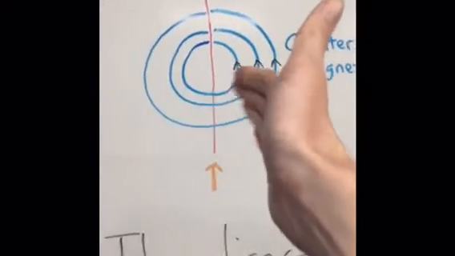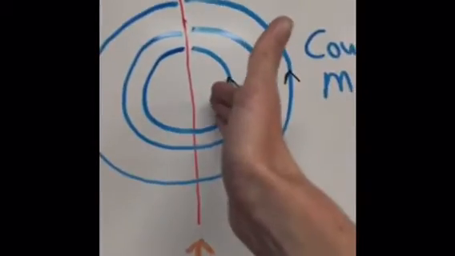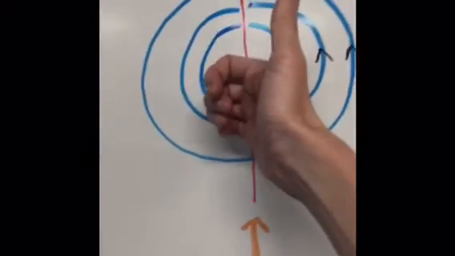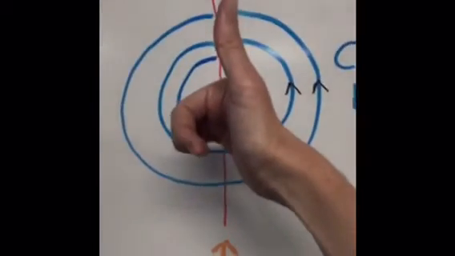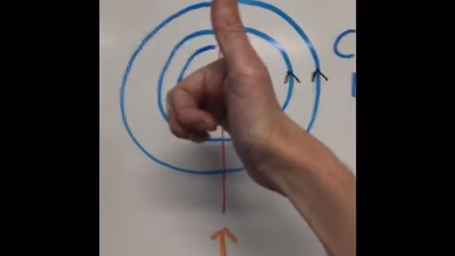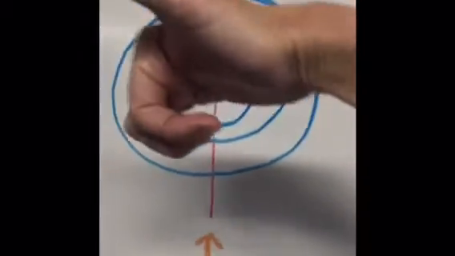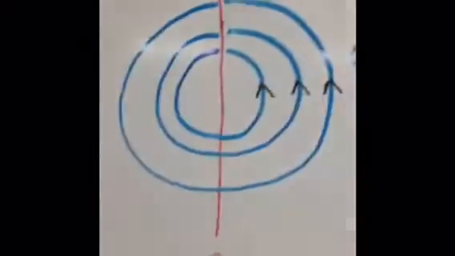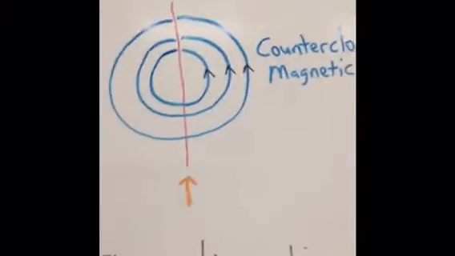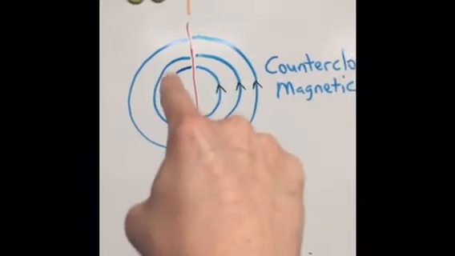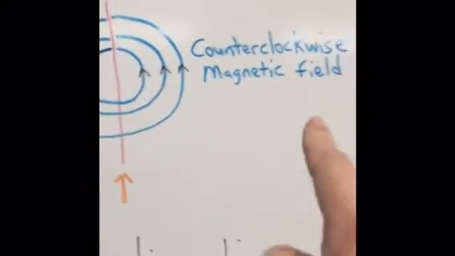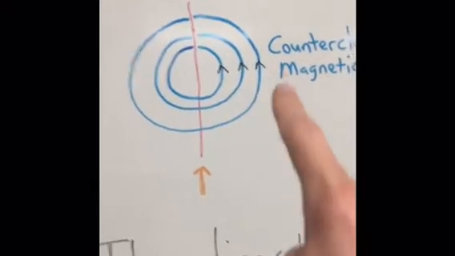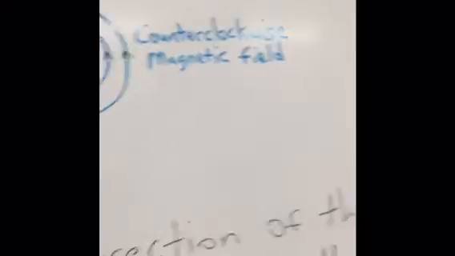And then I take my fingers here and I act like I'm wrapping my fingers around this wire. So imagine that my fingers are going through the whiteboard, around the wire, and I take a look at the direction that these fingers are curled. All right? These fingers are curled in a counterclockwise direction. So that's why the magnetic field around this wire is counterclockwise, because the current is running from bottom to top. Current determines direction of magnetic field.